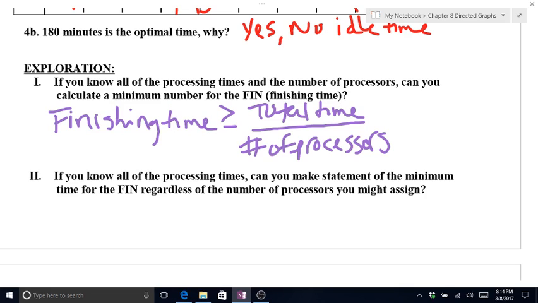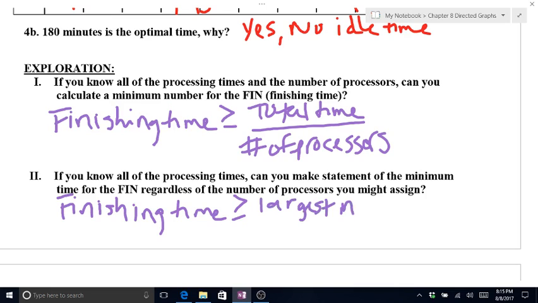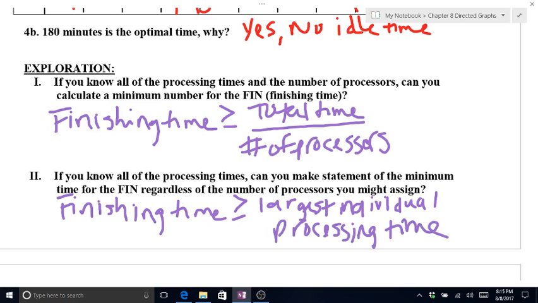This is what we just talked about. Remember, your finishing time has to be greater than or equal to your largest individual processing time. Okay. If one of the tasks takes 7 minutes, but when you split it up, it only comes out to be 6 minutes, well, you can't split up that time, so it's got to take at least 7 minutes.